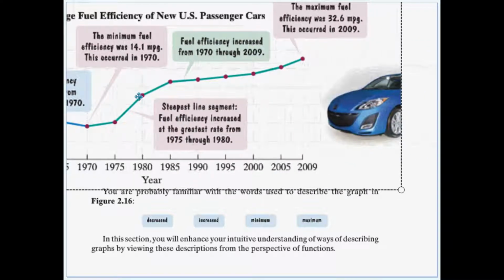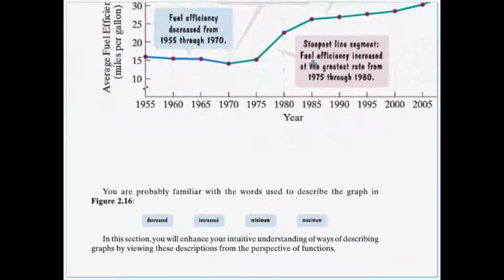And then as we continue to look on the graph, here's a steep line segment. The steepest segment there, fuel efficiency was increasing at the greatest rate, the fastest rate, from the 70s to 80. And then here our graph is still going uphill. So we could say that fuel efficiency increased all the way from 1970 here at its low point, all the way up through 2009 where this data ends. Maximum fuel efficiency when this book was published, 32.6 miles per gallon.